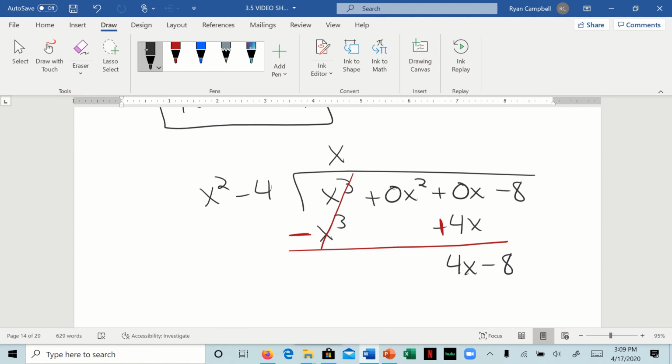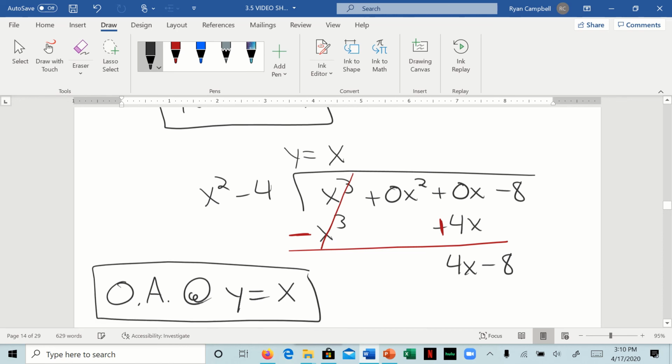Now notice, nothing times x squared gives you 4x, right? Well, it would be 4 over x, which is not part of a polynomial, right? Polynomials have to have positive exponents with their x's. Good, so we're done. And this is the quotient. So we have an oblique asymptote at y equals x, what our quotient was. And that's it.